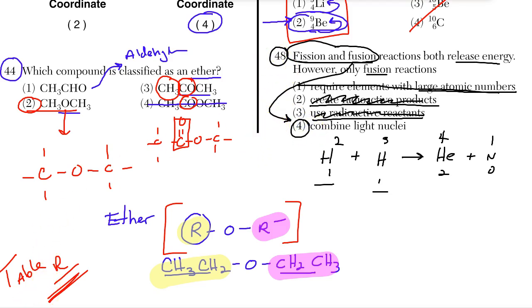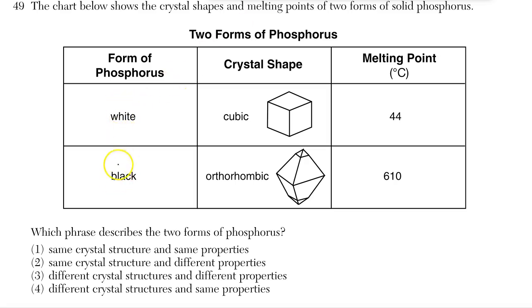On to 49. We have white and black forms of phosphorus. Hey, they're all phosphorus. They're the same number of what?